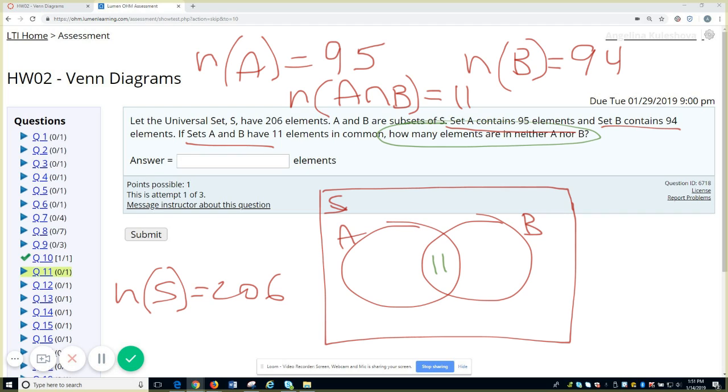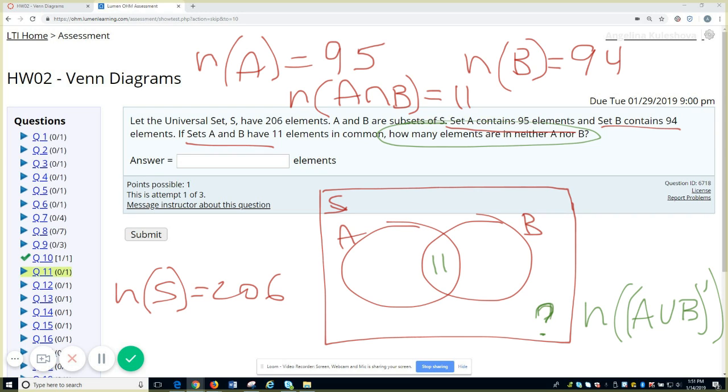So symbolically, what we're looking for is basically the number of elements in the union of A and B, and then the complement of that. That's essentially what we're looking for, the number of elements in the complement of the union. So in other words, what we need to find is how many elements we would put right here on the outside of the two sets.